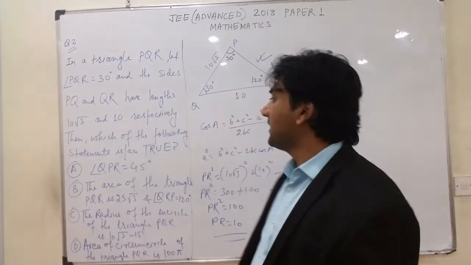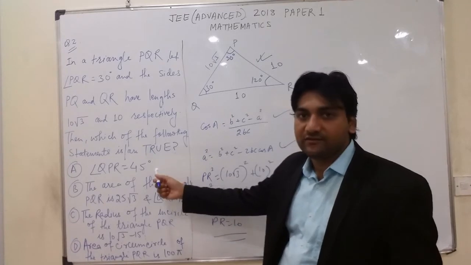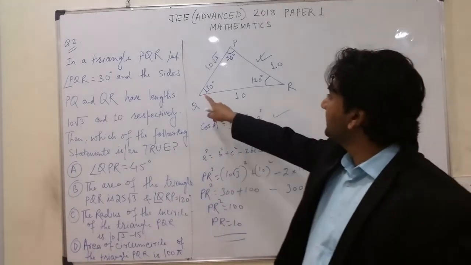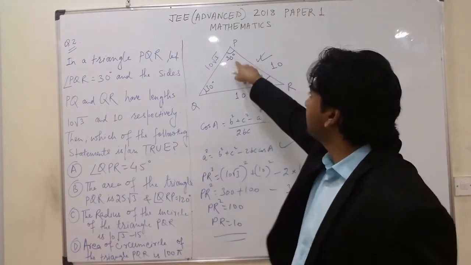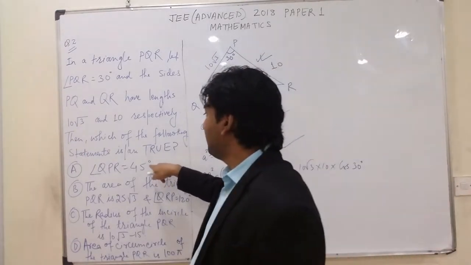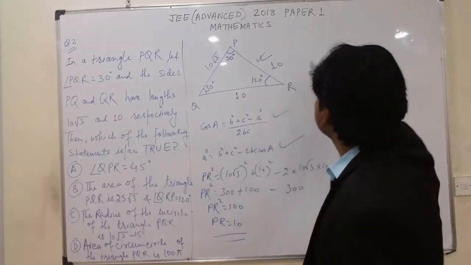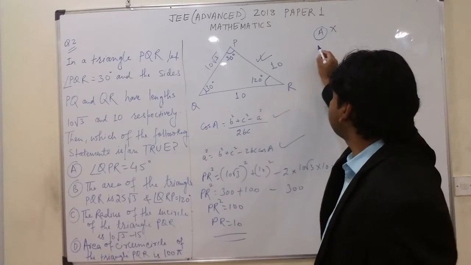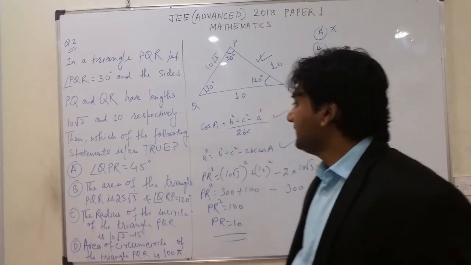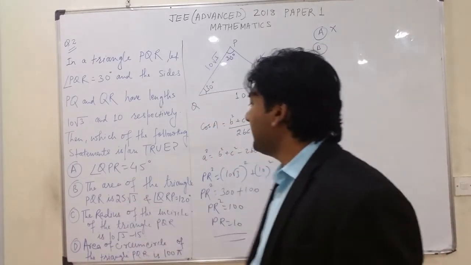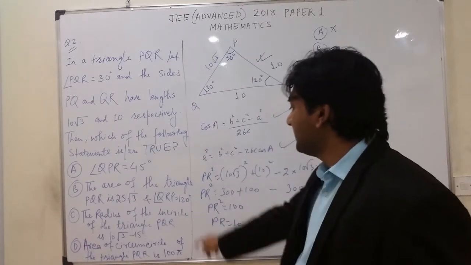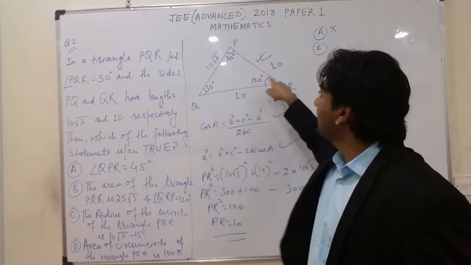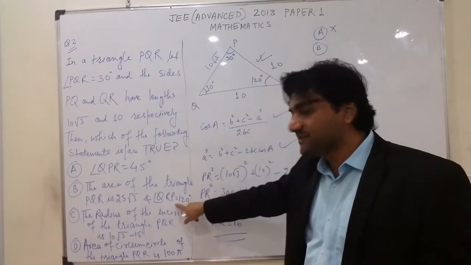Okay, now come to the question. First option A. Angle QPR. Where is QPR? QPR, that is 30 degree. But what we have? 45 degree. So option A is wrong. Now option B. The area of the triangle PQR is 45 root 3 and angle QRP is 120 degree. QRP, here 120 degree. So it means this is right.